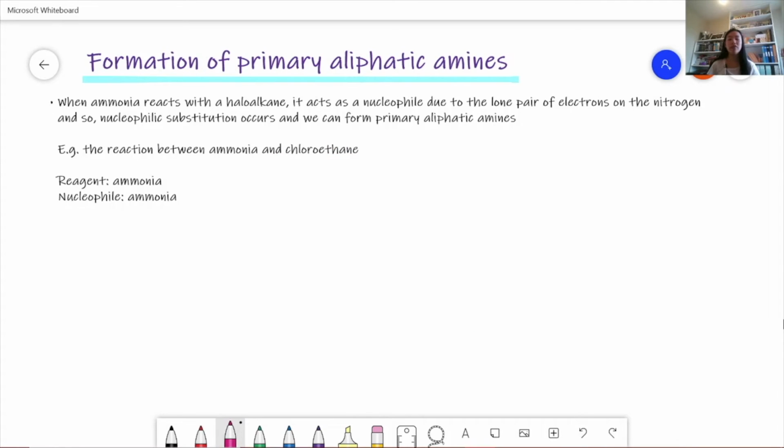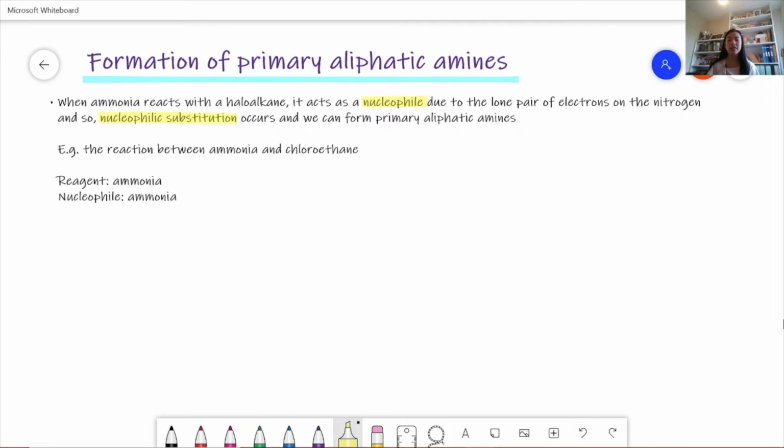So now we're going to look at the formation of primary aliphatic amines. Again, aliphatic just means non-aromatic, so amines that don't have a benzene ring. When ammonia reacts with a haloalkane, it acts as a nucleophile. This is due to the lone pair of electrons on the nitrogen, and so we have nucleophilic substitution occurring. We can form primary aliphatic amines from this reaction. We've actually already seen this reaction before in the haloalkanes chapter when we looked at nucleophilic substitution of haloalkanes, so I'm just going to revisit it very quickly.